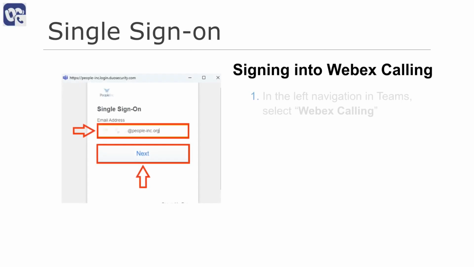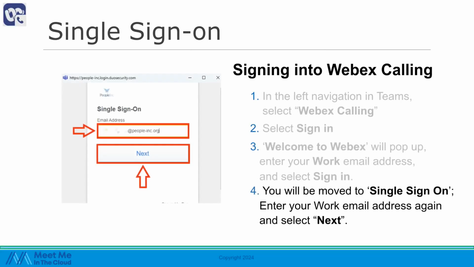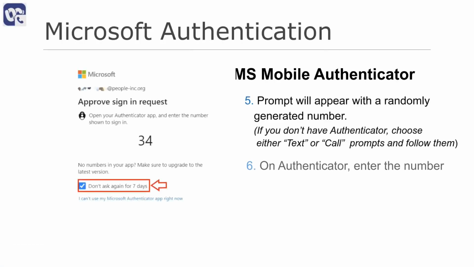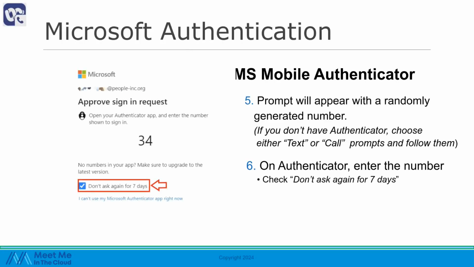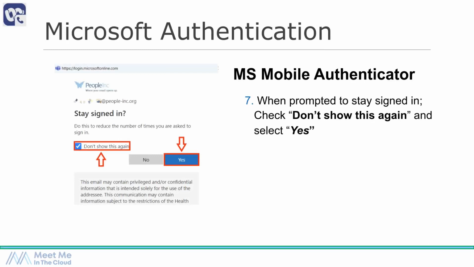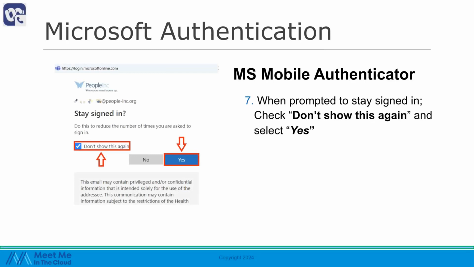You will be moved to Single Sign-On prompt. Enter your work email address again and select Next. The Microsoft Mobile Authenticator prompt will appear with a randomly generated number. If you don't have the Authenticator app, don't worry, you can choose between the text or call prompts. On the device on which you've installed the Microsoft Mobile Authenticator app, enter the number given. Check Don't Ask Again for 7 days. If you choose text or call, follow the prompts on the device it was sent to. When prompted to stay signed in, check Don't Show This Again and select Yes.